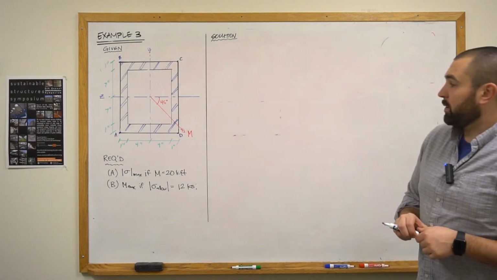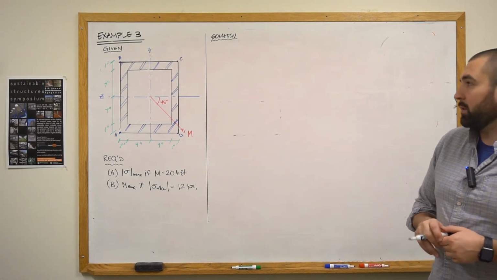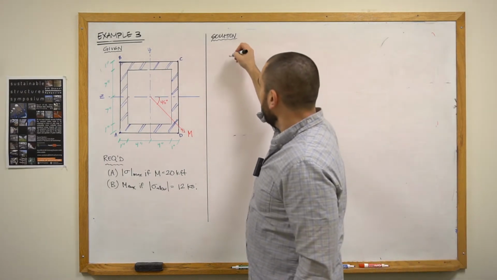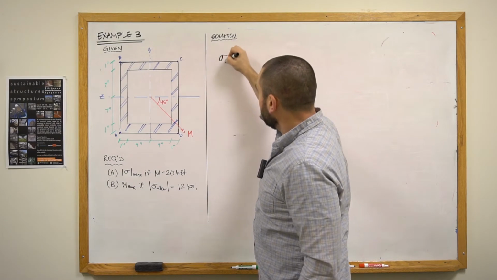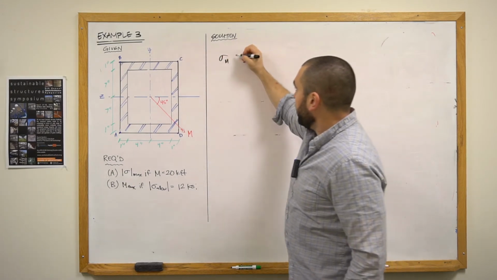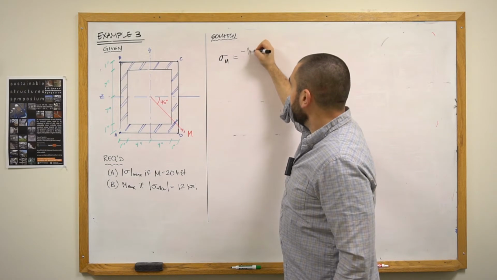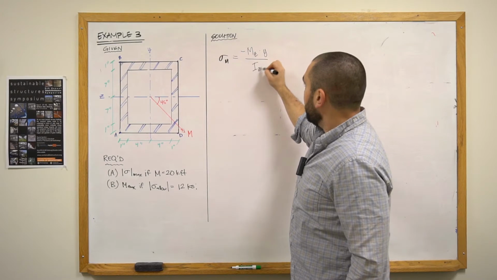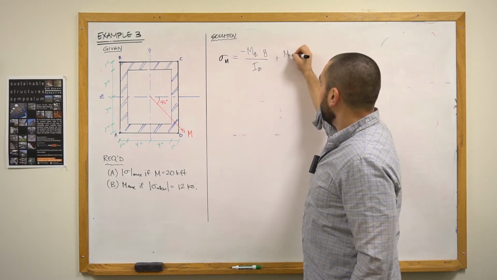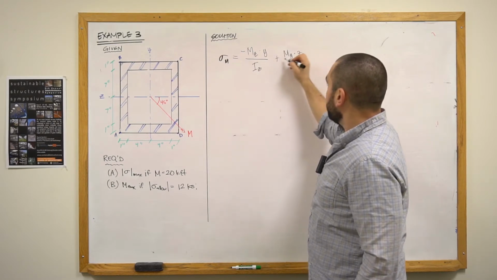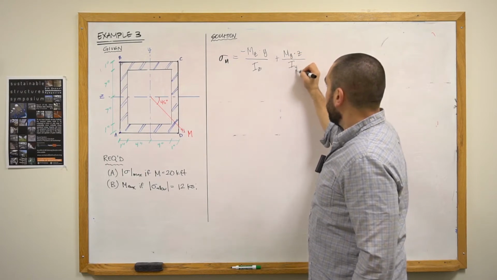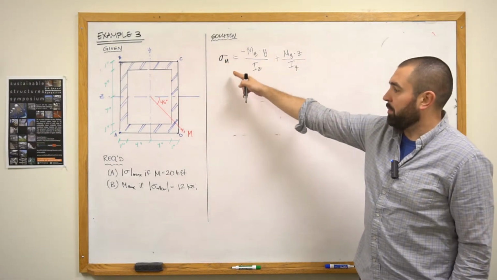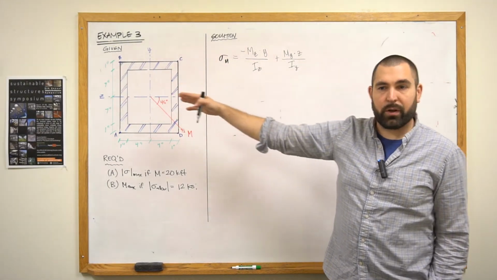First things first, we're going to want to write down our fundamental equation that's going to inform everything else that we do on the problem. So our fundamental equation here is that the normal stress due to a bending moment is equal to minus Mz times y divided by Iz plus My times z divided by Iy. This will tell us the normal stress due to the bending moment at any location on the cross-section.